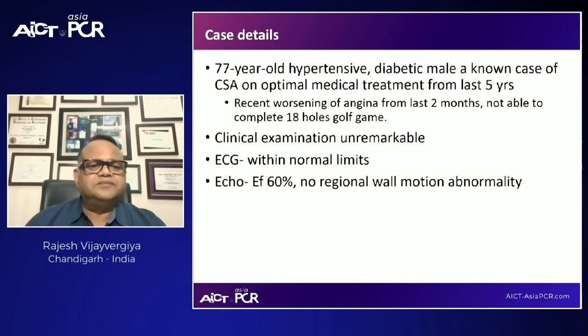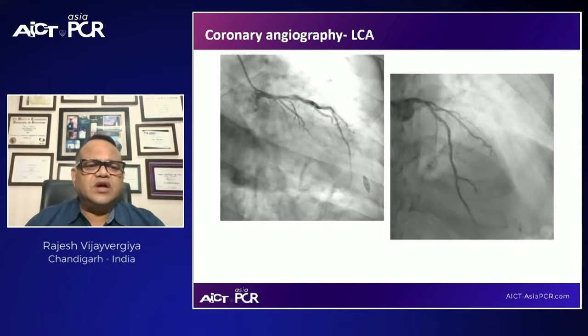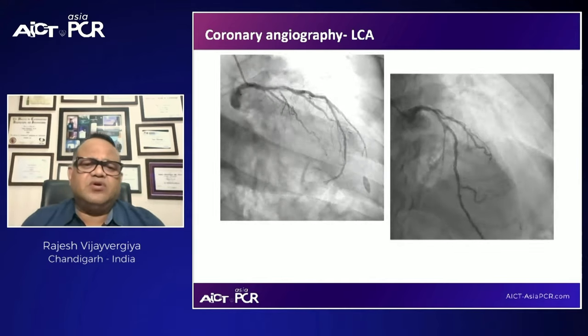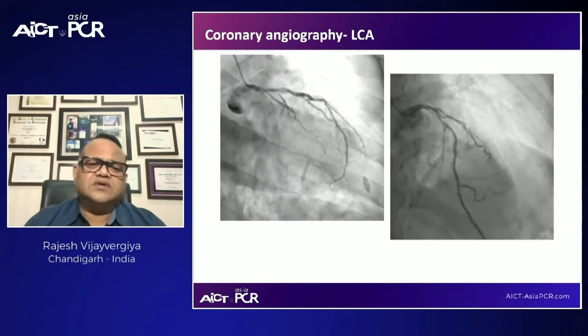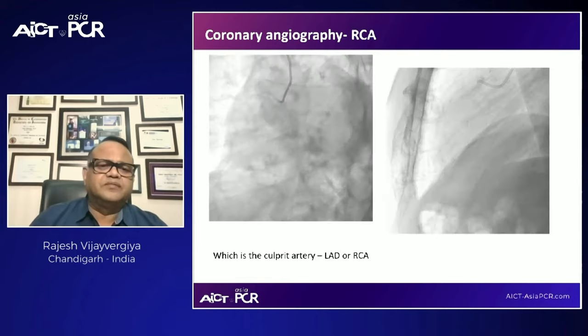Another case: a 77-year-old hypertensive diabetic male, a known case of chronic stable angina on medical treatment for the last 5 years, presented with recent worsening of angina over the last 2 months. Clinical examination was unremarkable. ECG was normal, echo was normal. And this is the coronary angiogram, which showed the LAD is diseased, though it doesn't seem to be significant on angiography. It's less than 70% stenosis, though it's a calcified one.